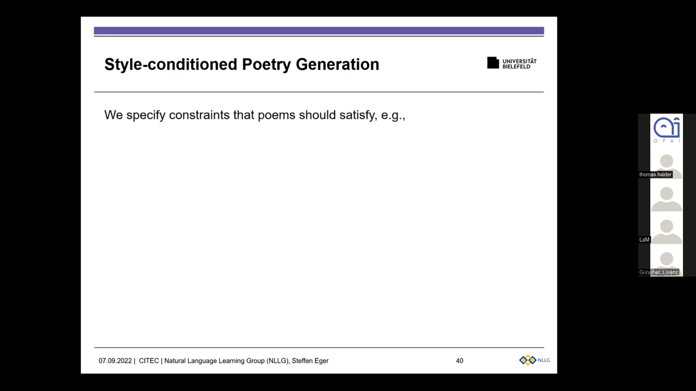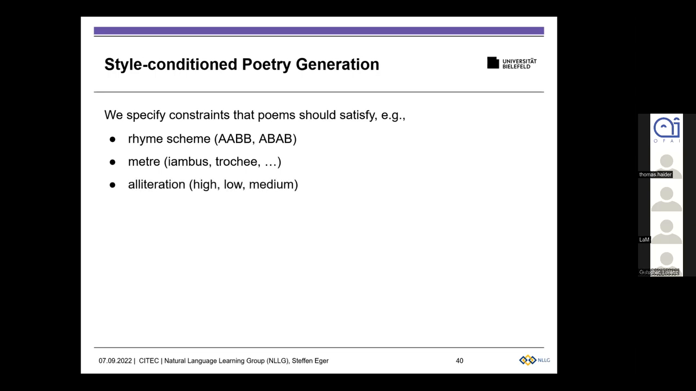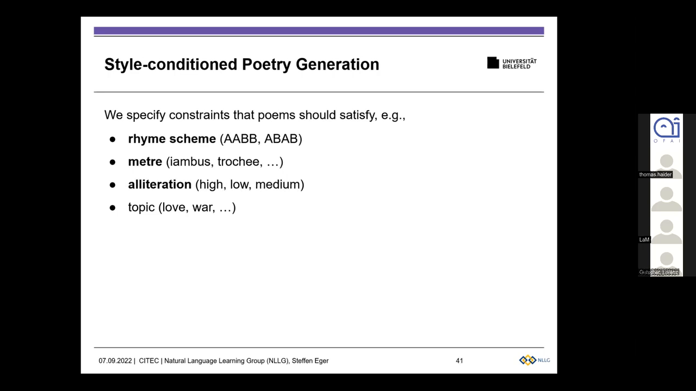In this context, we consider the setup of style conditioned poetry generation, where we specify constraints that a poem should satisfy. For example, it should satisfy a certain rhyme scheme, AABB or ABAB. It should satisfy a certain meter, for example, iambus, trochee. A meter is basically a sequence of stressed and unstressed syllables. Or the alliteration level, which could be high, low, or medium. Or we could also look at other things, such as the topic, which could be love, war. In our ongoing work, we consider those first three constraints, which can be considered more stylistic constraints, rather than content constraints as the topic would be.